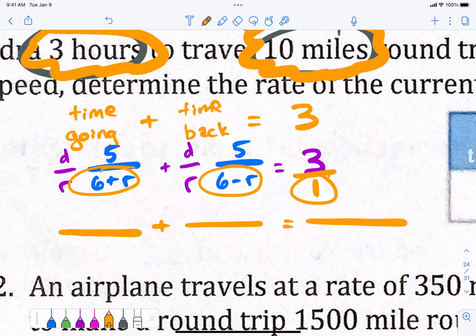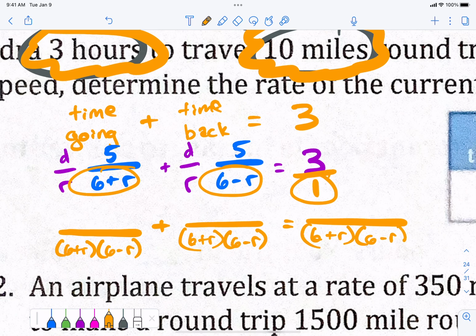All of them. Except really the 1, you don't need the 1 in there, right? So we have 6 plus r times 6 minus r, and we have 6 plus r, and we have 6 minus r. Okay, there's that. My tops are going to be 5 and 5 and 3. And now we just have to multiply by what each one needs.